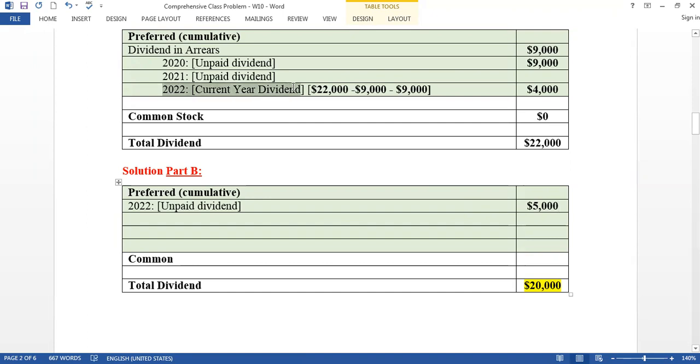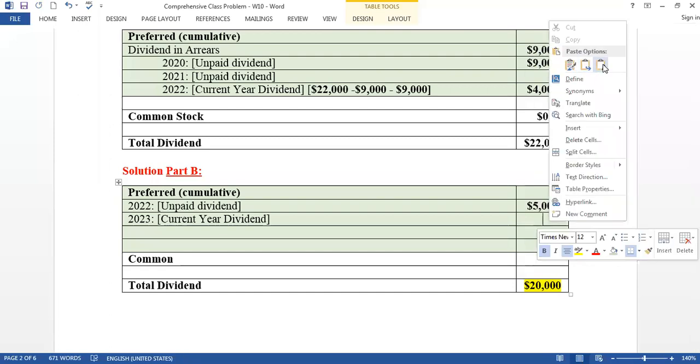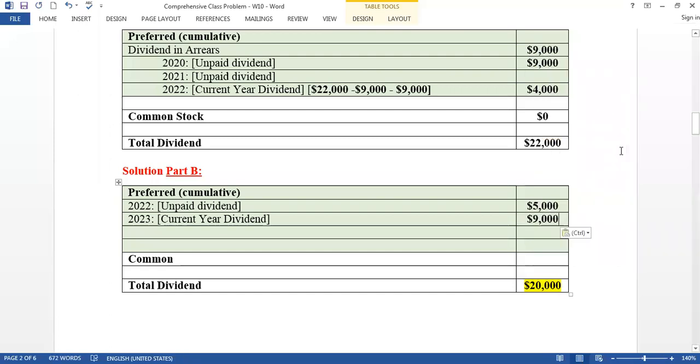And after that, they are going to receive the current year dividend. The current year is 2023. So what is the amount of the current year dividend? It is $9,000. So this is the dividend they are going to receive first, right? $9,000 for the current year dividend and $5,000 for the previous year unpaid dividend.